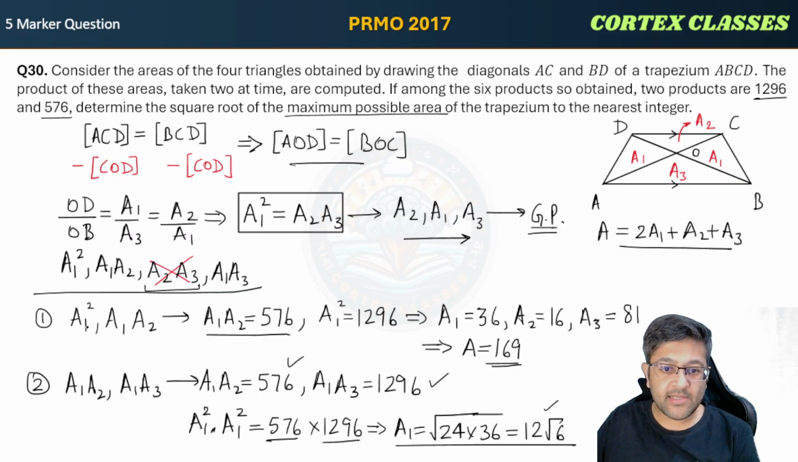Now the third case is हमने a1 square ले लिया, a1 a2 कर लिया, a1 a2 a1 a3 कर लिया, and a1 square and a1 a3. Okay, out of these a1 a3 has to be greater.